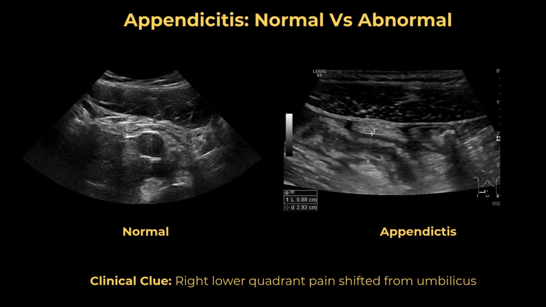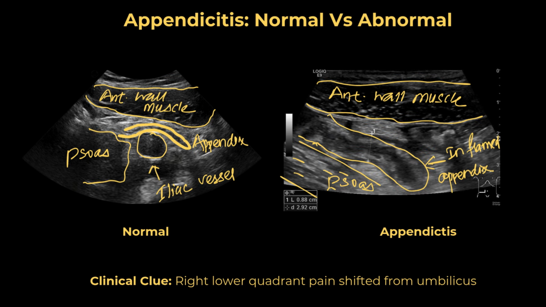Acute appendicitis is the most common emergency condition. The patient usually has pain in the right lower abdomen. The pain often starts near the umbilicus and then shifts. An inflamed appendix can be visualized in 80 to 90% of cases.